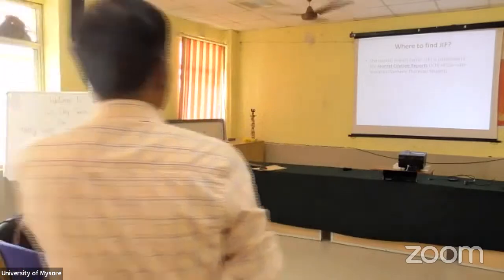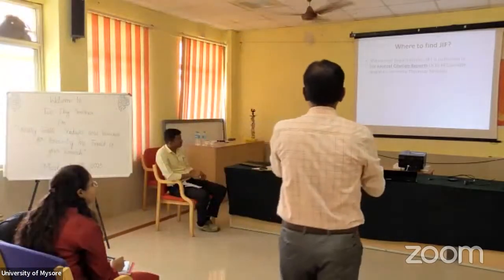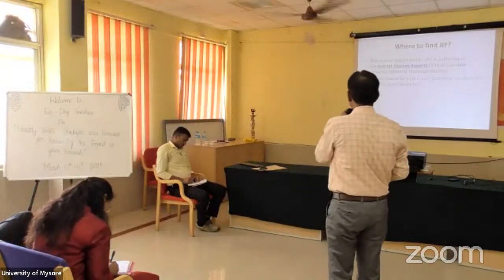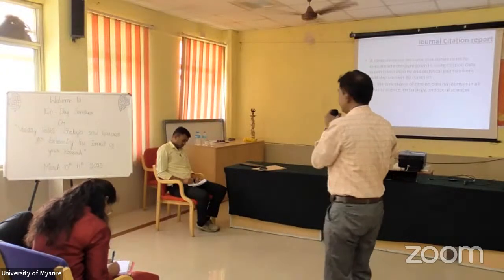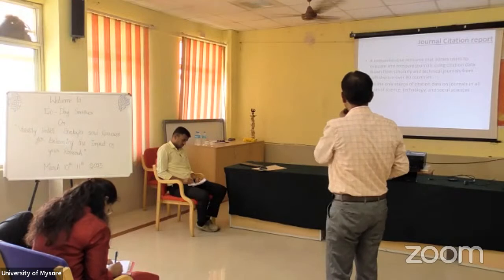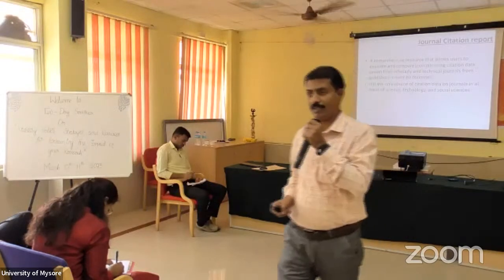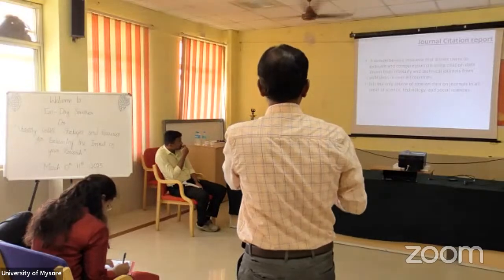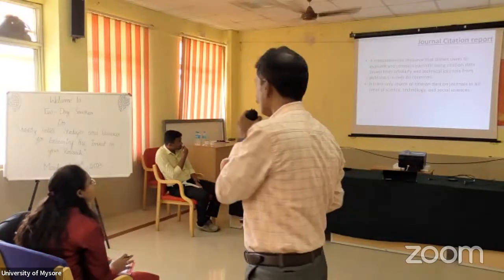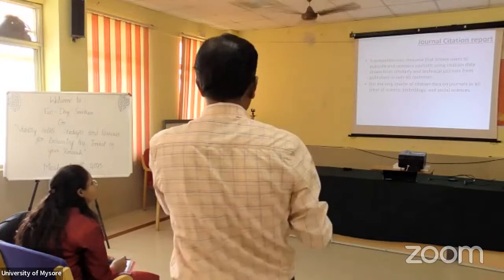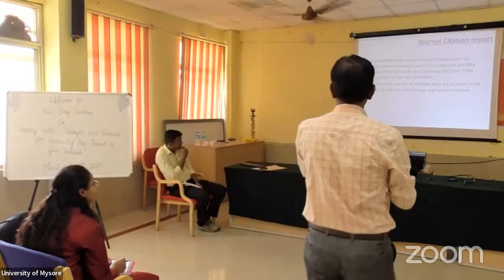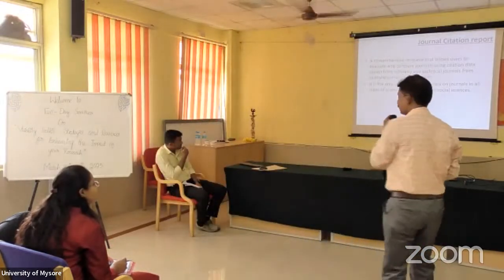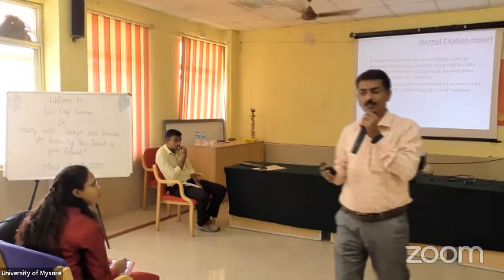So we have to use the Journal Citation Reports. It is a comprehensive resource that allows us to evaluate as well as compare journals using citation data drawn from scholarly and technical journals from publishers in over 80 countries. Moreover, it is the only source of citation data on journals in all areas of science, technology, as well as social science.